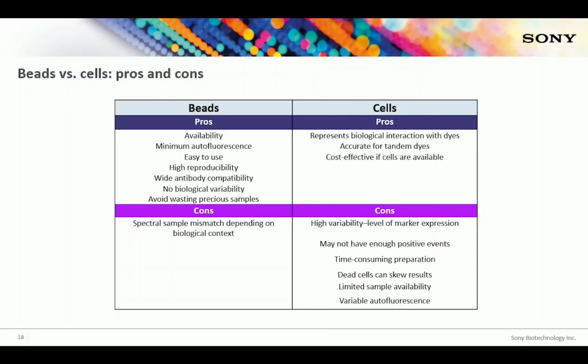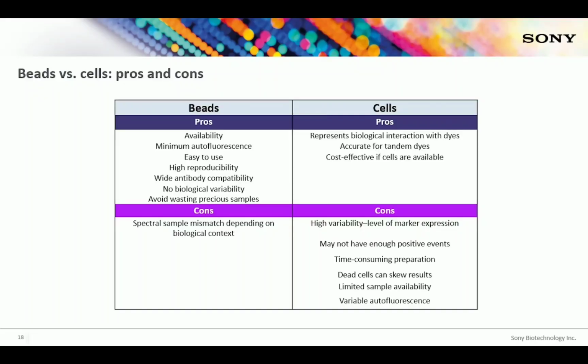A disadvantage that we can think about is just when the beads single stain controls don't match exactly the spectral shape on the cells due to biological context. And this is the advantage of using cells, right? They will always represent the biological interaction with dyes. For the single stain controls, if you're using the same type of cell, same conditions, they should represent exactly what you have in your sample. And they can be more accurate for tandem dyes because of the same reason. Of course, if you have cells available, they are more cost effective.